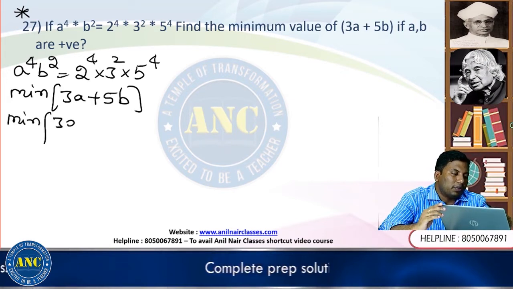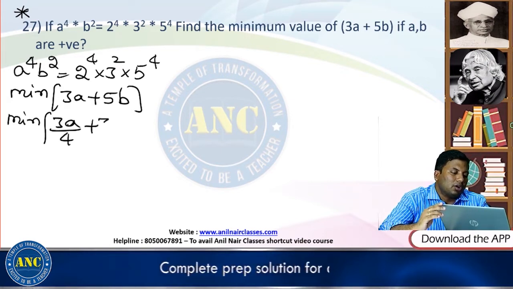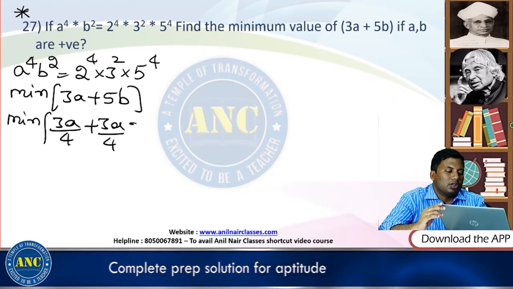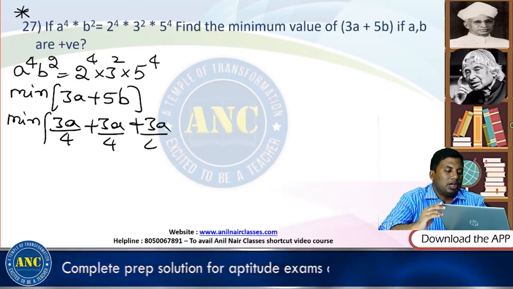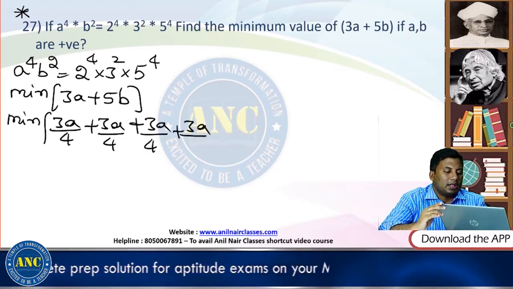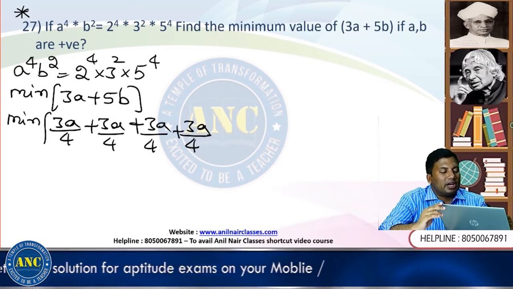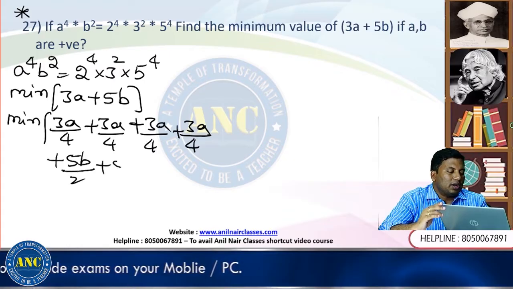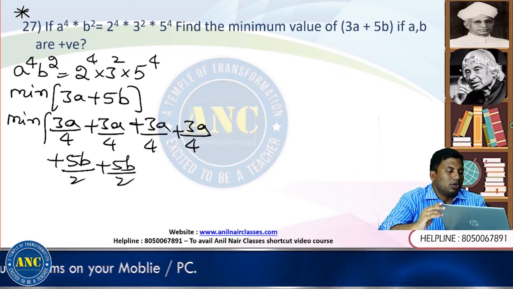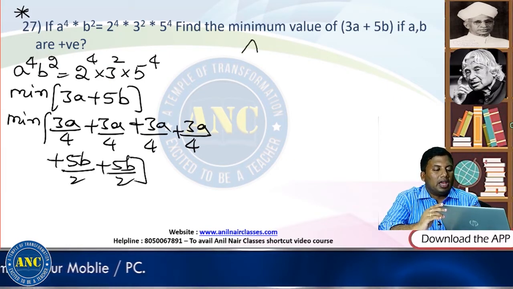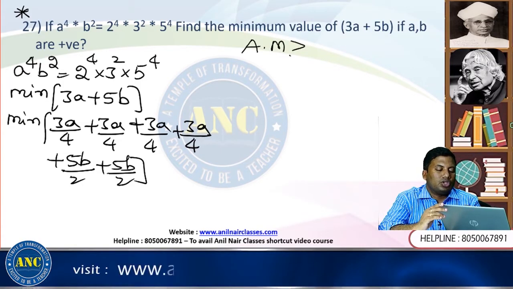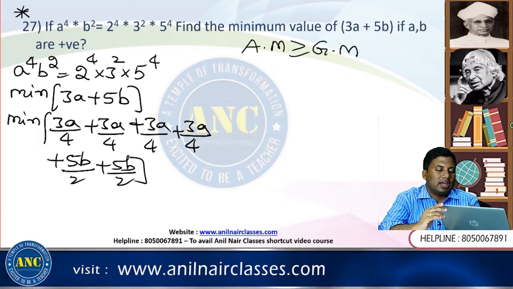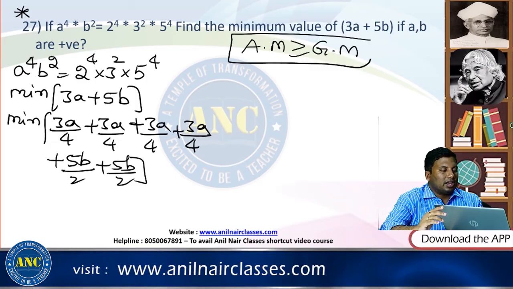Divide into 4 parts: 3a by 4, 3a by 4, 3a by 4, 3a by 4. Degree of b is 2: 5b by 2 plus 5b by 2. Now apply AM greater than or equivalent to GM. You will easily get the answer.